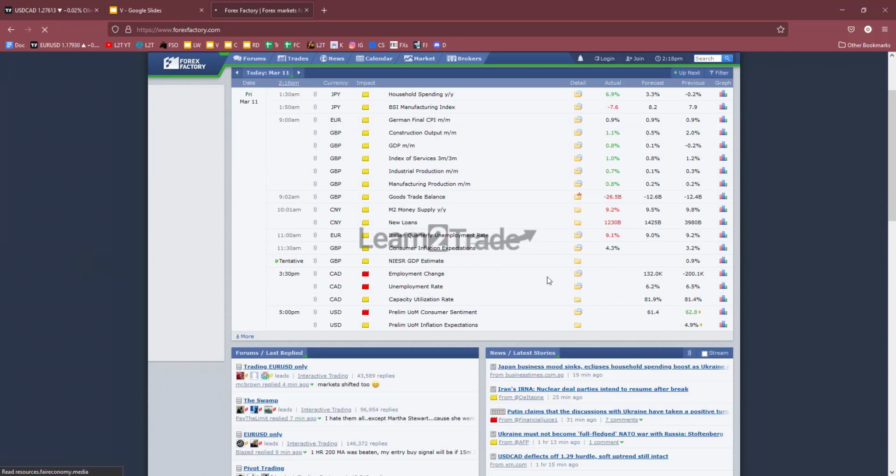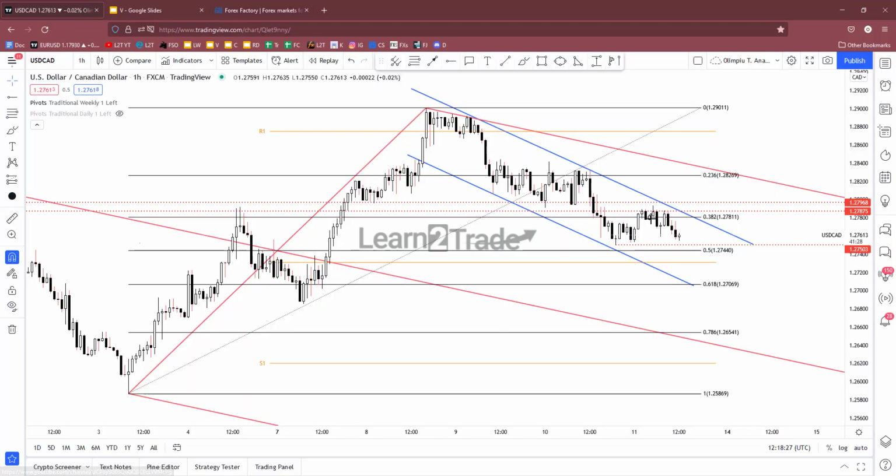Don't forget that later today, the Canadian unemployment rate is expected to drop from 6.5 to 6.2, and also unemployment change. These are seen as high impact events, so you have to be careful. Better than expected Canadian data could force the Canadian dollar to appreciate, also if the dollar index will continue to drop.